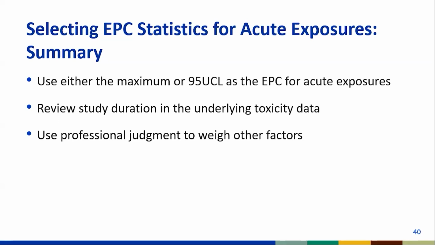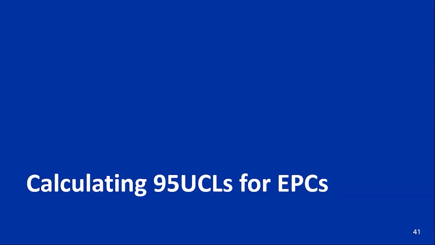Additionally, it's important to remember that determining the appropriate EPC statistic for acute exposures requires professional judgment. As I just demonstrated, there are exceptions to these criteria that should be considered on a case-by-case basis. Now that you have learned how to select the appropriate EPC statistic, let's go through the process of calculating a 95 UCL when it's deemed appropriate.